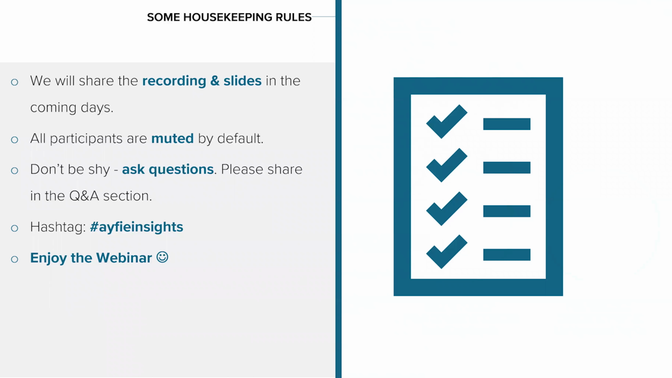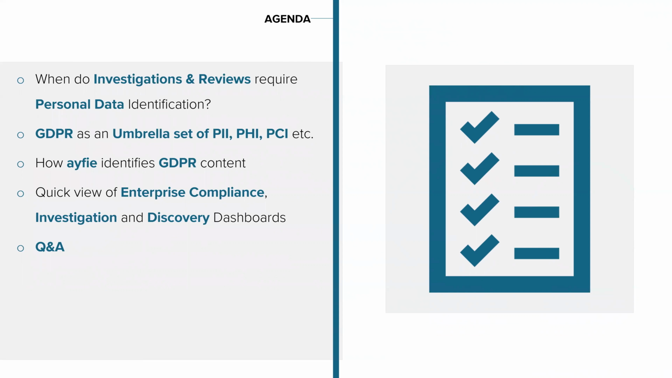All right, thanks so much, Heather. We're going to go through several sections, but we're going to do it fairly rapidly. This will only go about 25 minutes, and then we'll leave room, like Heather said, for Q&A at the end. So the sections we're working with today are: when do investigations, like internal investigations and e-discovery type reviews, when do they require personal data identification? Then we'll look at GDPR as an umbrella set of PII, PHI, and PCI. So it's really sort of a macro set of identifications that we're commonly used to doing already here in the United States during discovery and investigations.